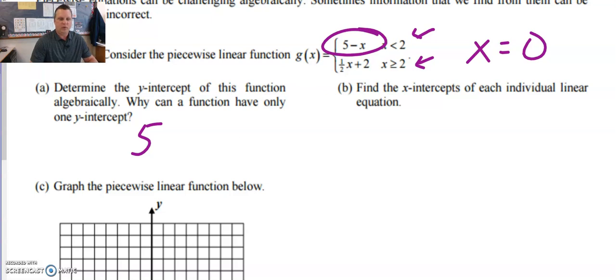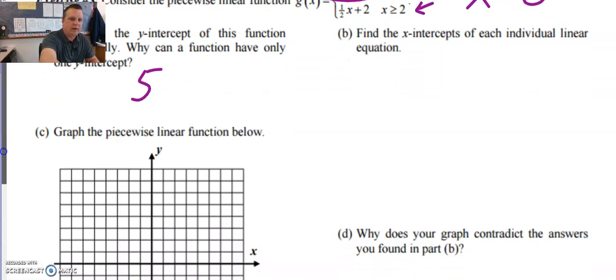Why can a function have only one y-intercept? Because if it has more than one, it's going to fail the vertical line test. So you can only have one y-intercept.